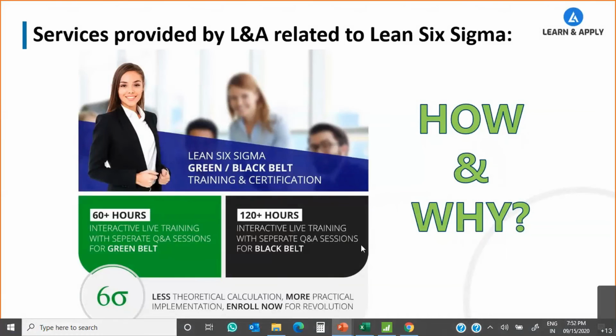We are focusing on some tools like correlation, regression, ANOVA. In that case, we go into the theoretical part because it is very important. But in other tools, we focus more on the practical side. We believe in less theoretical calculation, more practical implementation. That's our tagline. Once you have this training, you will be 100% capable of practical execution in your practical life. That's our main intent.